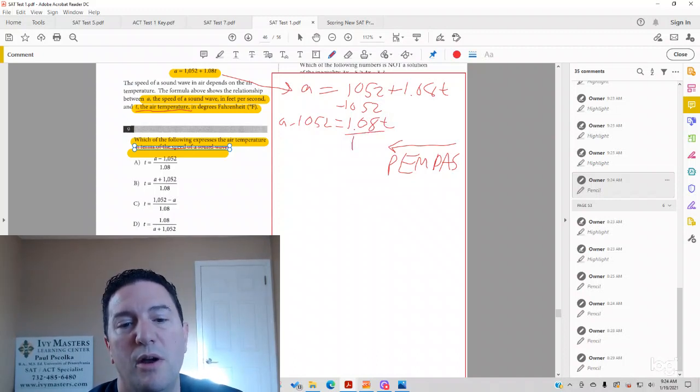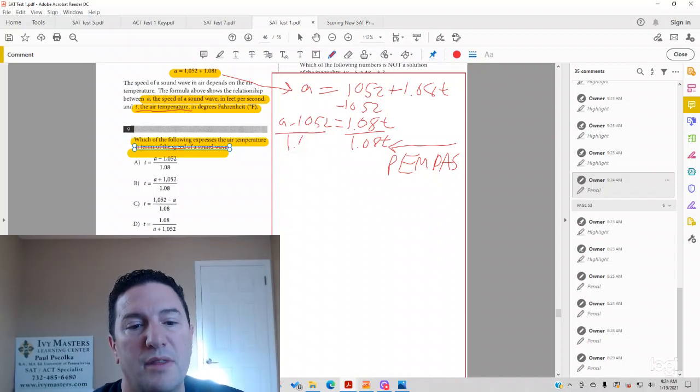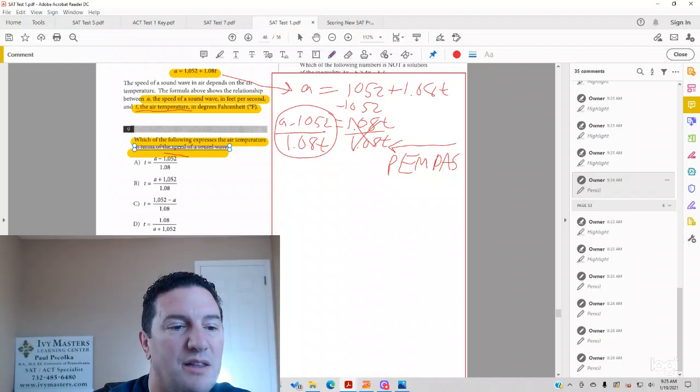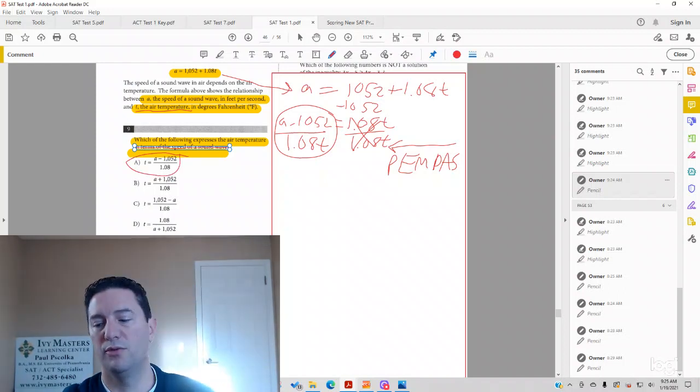And when you divide by 1.08, you can see it cancels on the left, and you're left with A minus 1052 over 1.08T. And you can see that that's answer choice A. You'd mark your answer and move on.